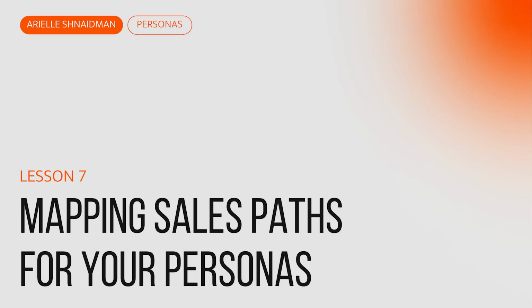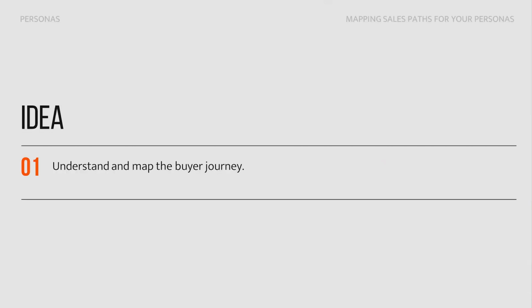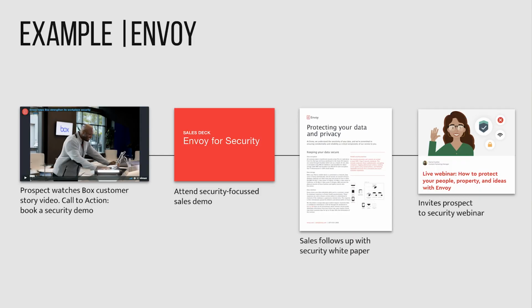Last thing we'll talk about with personas is mapping your sales paths to different personas. So, mapping your buyer journey effectively. The main idea here is to understand and map the buyer journey. And here's an example Olivine did with Envoy.